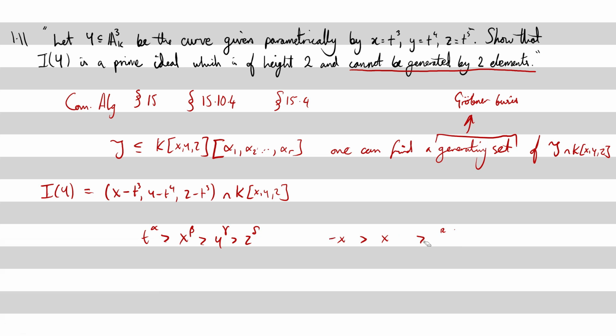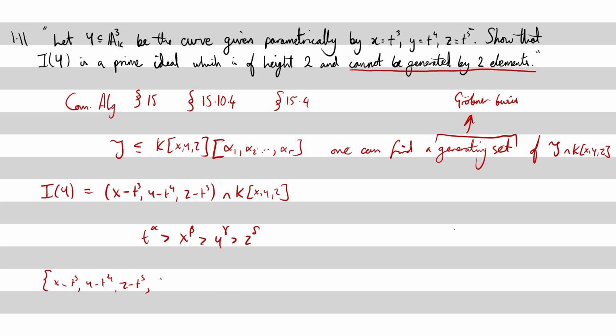Now, using this elimination basis, the Grobner basis of I, our greater ideal, x minus t cubed, y minus t to the fourth, z minus t to the 5, the elements of the Grobner basis which don't include t are going to form a Grobner basis for I of y. I have the full list of the Grobner basis of this. So it starts with x minus t cubed, y minus t to the 4, z minus t to the 5th.